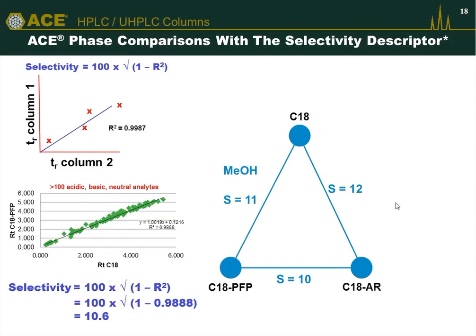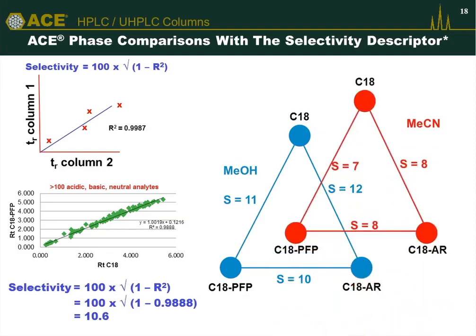What we then did is we changed the solvent to acetonitrile, and we reran the mixtures again. So we ran the mixtures on the C18 and on the PFP, C18 PFP and C18 AR, and we've got 3 different selectivity values. Now, these values, as you can see, are a bit smaller.